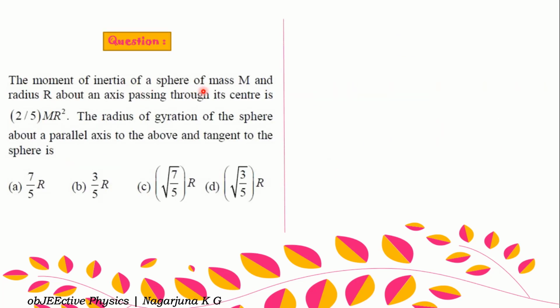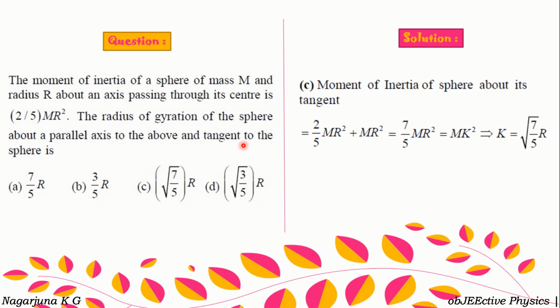The moment of inertia of a sphere of mass M and radius R about an axis passing through its center is 2/5 MR². The radius of gyration of the sphere about a parallel axis to the above and tangent to the sphere is? Moment of inertia of the sphere about its tangent is 2/5 MR² + MR² = 7/5 MR², which is equal to MK², cancel M. So K = √(7/5) R. Option C is the right option.